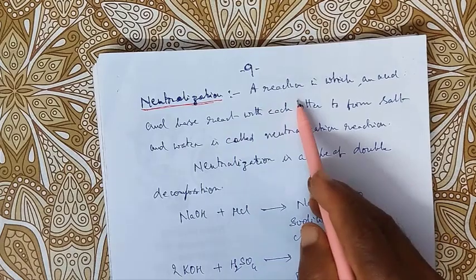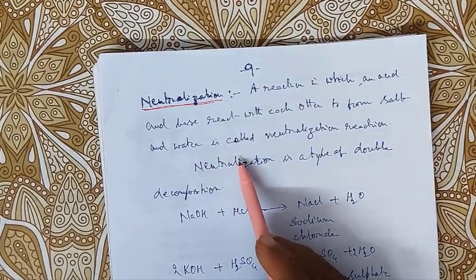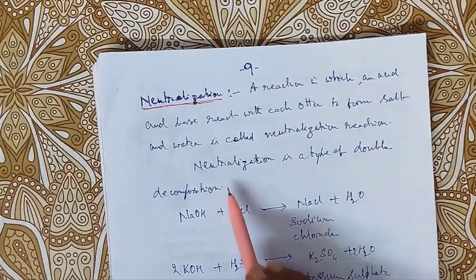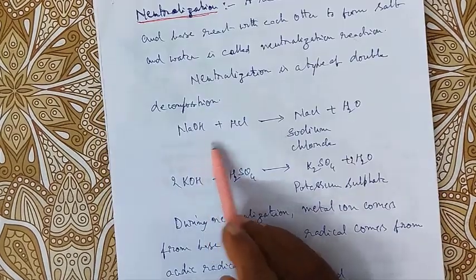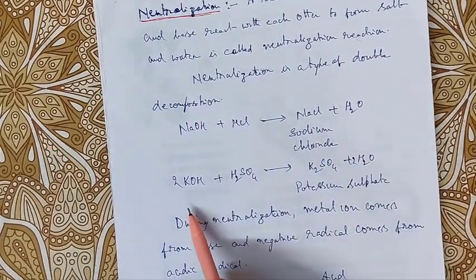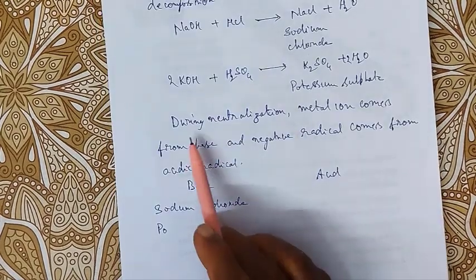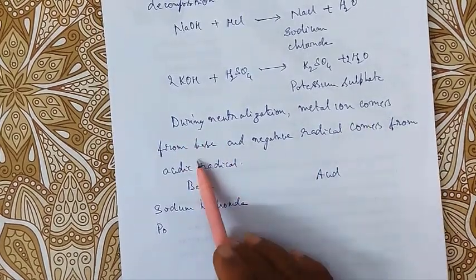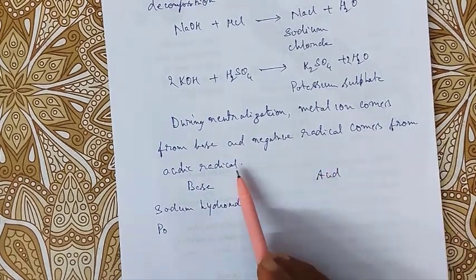Neutralization reaction: a reaction in which an acid and a base react with each other to form salt and water is called a neutralization reaction. Neutralization is a type of double decomposition. Sodium hydroxide reacts with HCl, we get sodium chloride and water. Similarly, potassium hydroxide reacts with sulfuric acid, we get potassium sulfate and water. During neutralization, the metal ion comes from the base and the negative radical comes from the acid, and we get a salt.